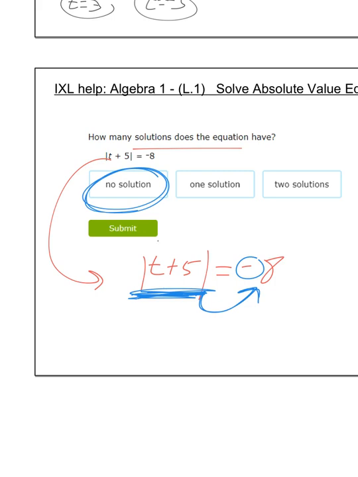There's no number you can plug in, add 5 to it, take the absolute value, which pretty much gives you a positive number all the time, and they expect it to be negative 8. So this is the no solutions case. But realize you will have these other cases too sometimes.